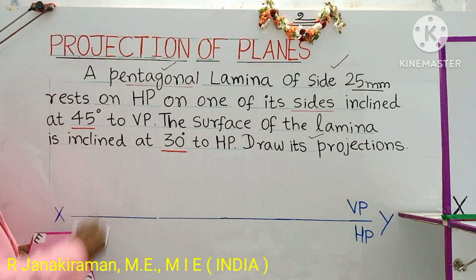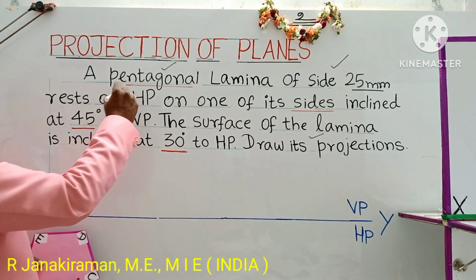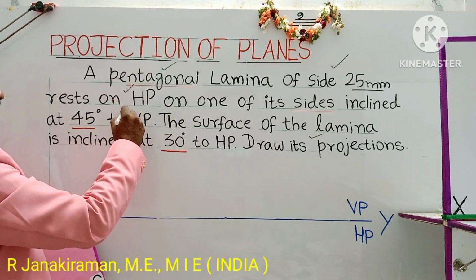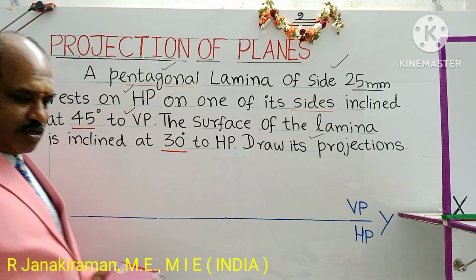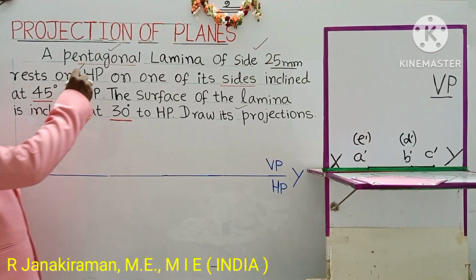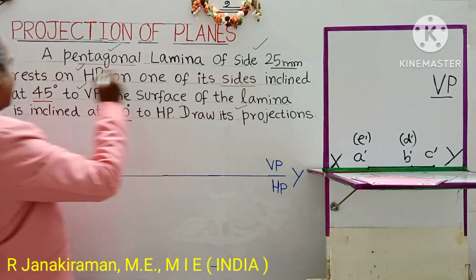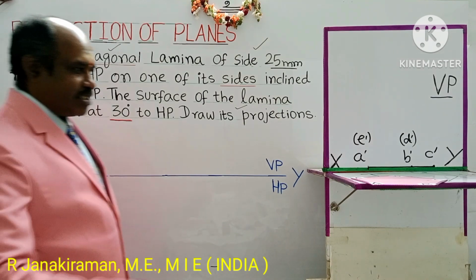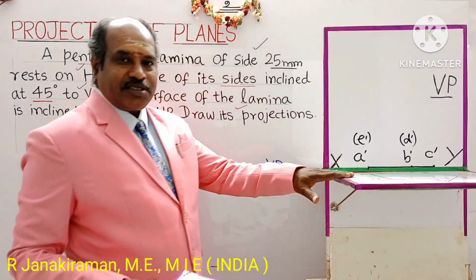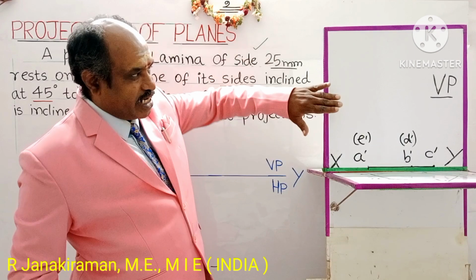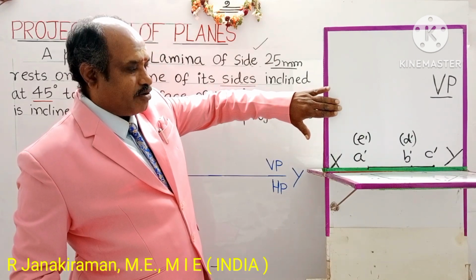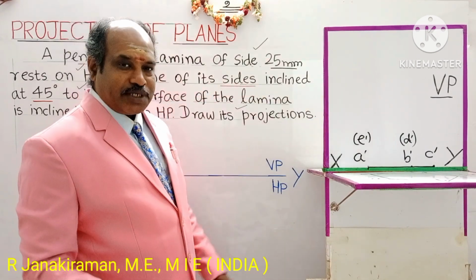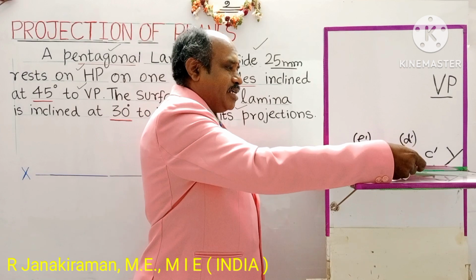Rest on HP means horizontal plane. Similarly, VP means vertical plane. So in the question, the pentagonal lamina of side 25 mm rests on HP. Assume the pentagonal lamina rests on HP like this. This is the horizontal plane, shortly called HP, and this is the vertical plane, shortly called VP. Assume the object is placed on the horizontal plane itself.